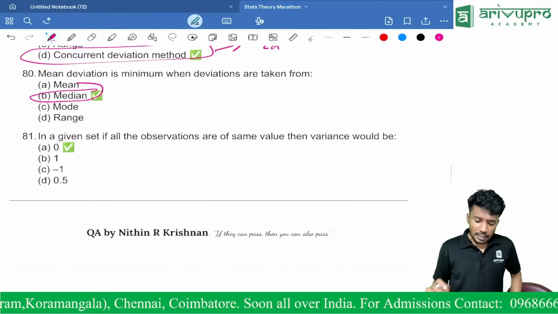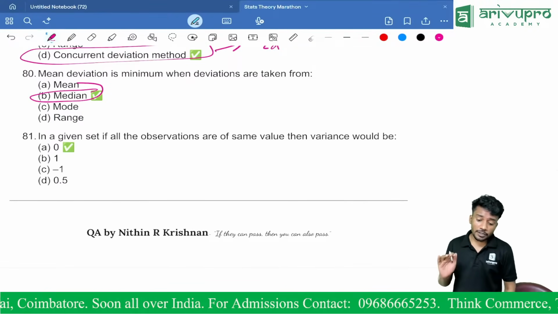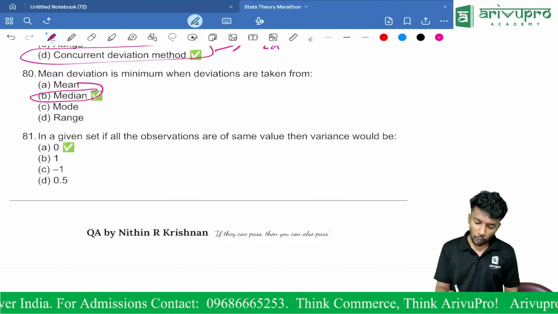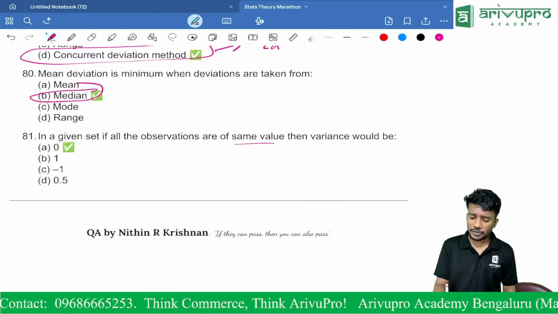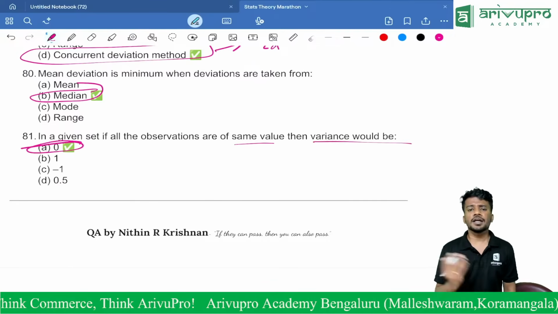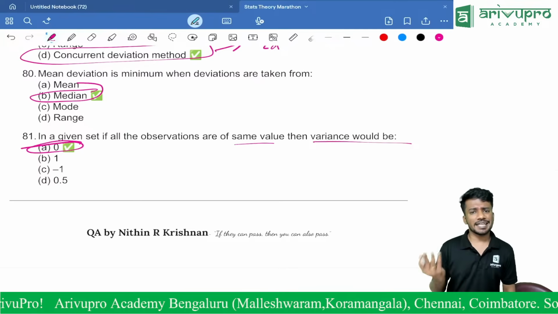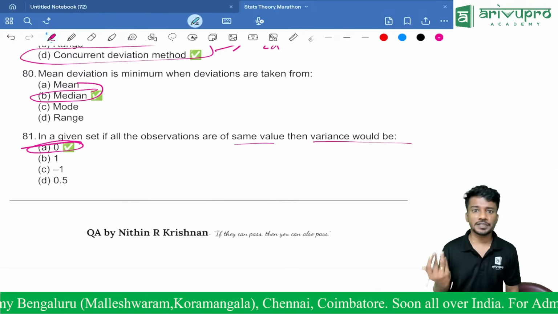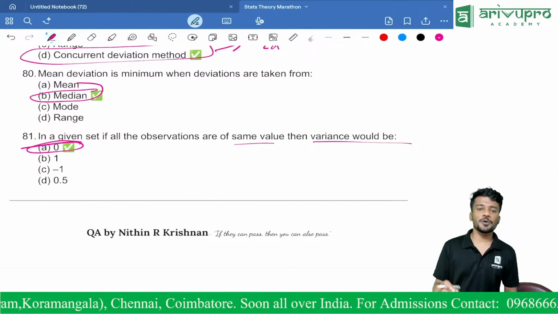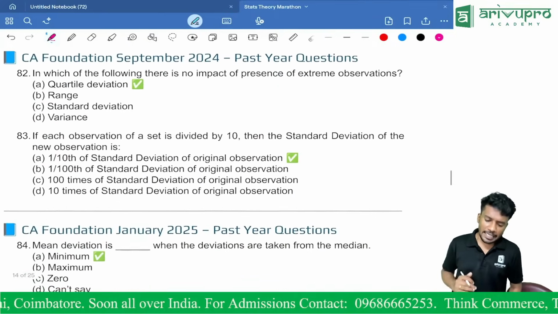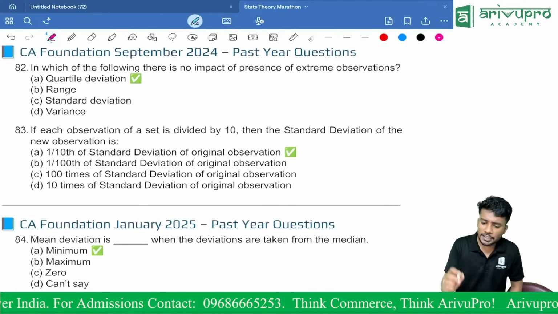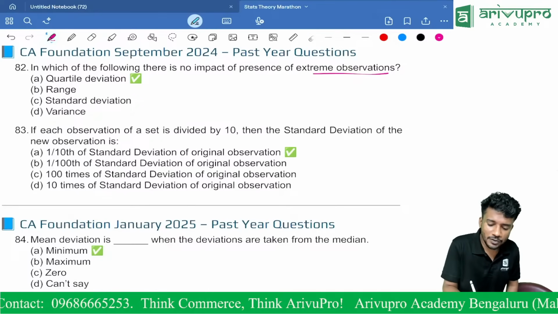Dash is given in a given set. If all the observations are of the same value, then the variance would be what? The 0. If all the values are the same, then the standard deviation will be 0 itself. So the variance will also be 0. Then, in which of the following is there no impact of the presence of extreme observations?